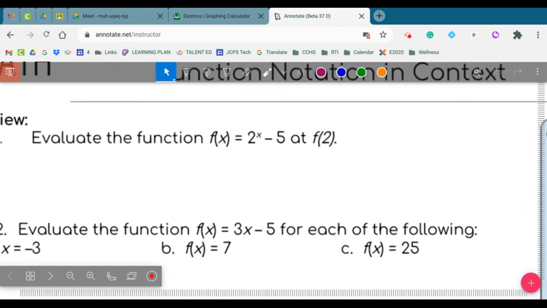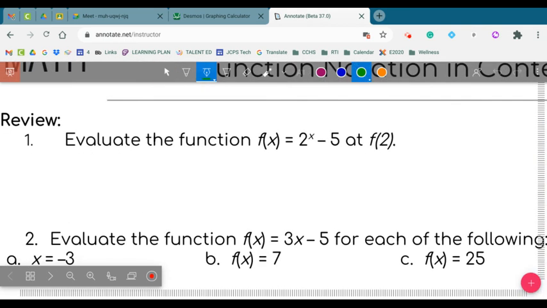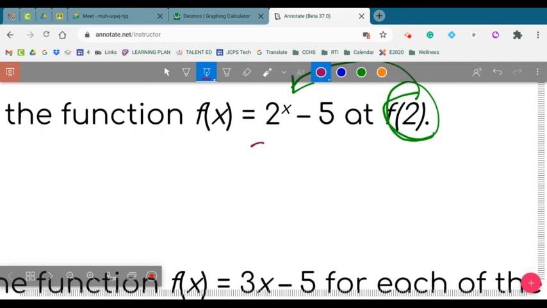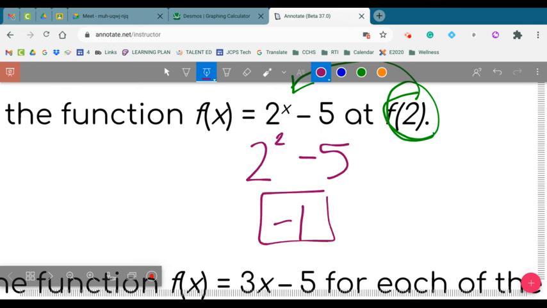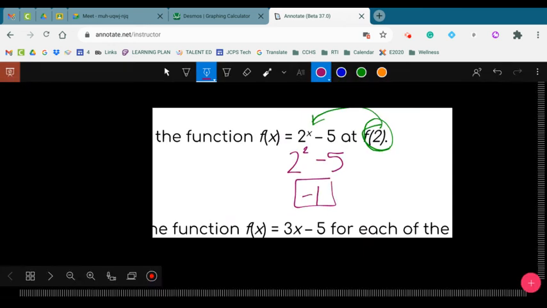So let's review function notation. The first one says, evaluate the function f of x equals 2 to the x minus 5 at x equals 2. If you remember, this 2 for the f means that's what we plug in for x. This x is an exponent, so you're going to have 2 to the second minus 5. 2 to the second is 4. 4 minus 5 is negative 1. You could also type that into your calculator and get the same answer.